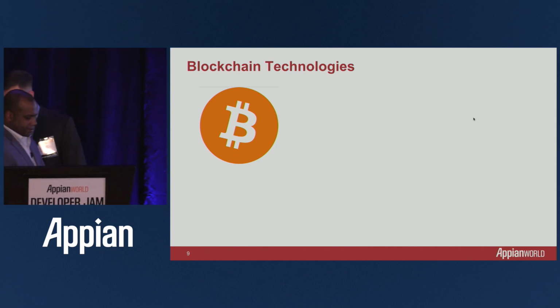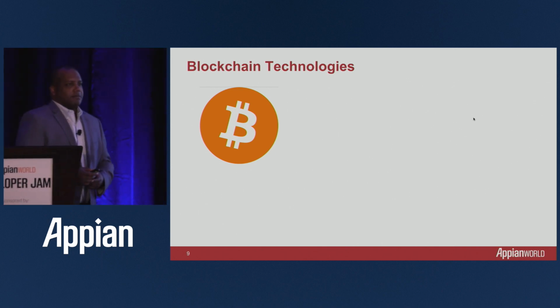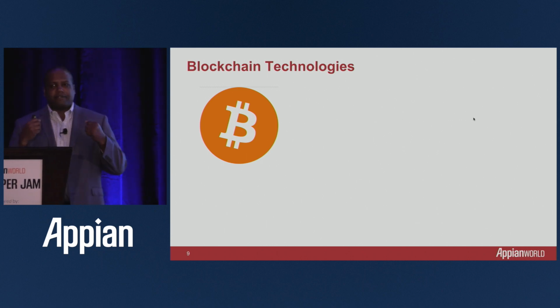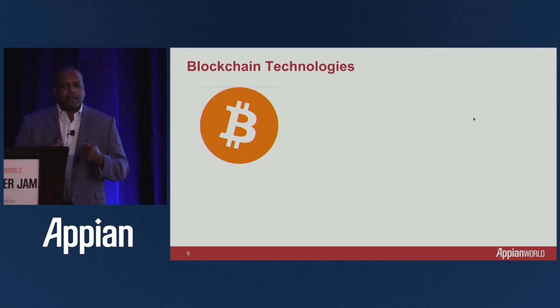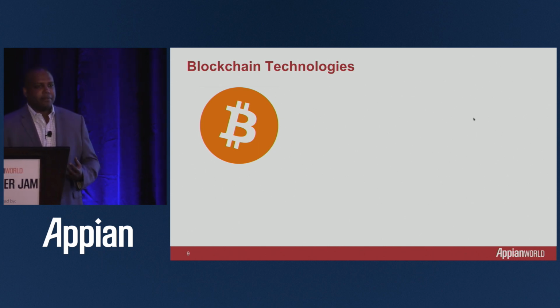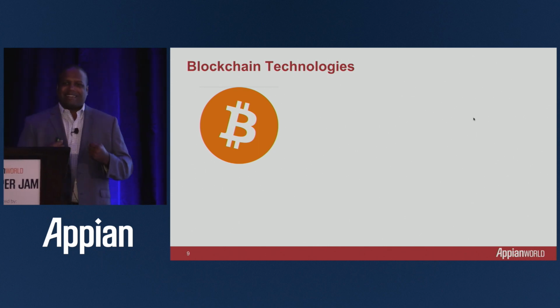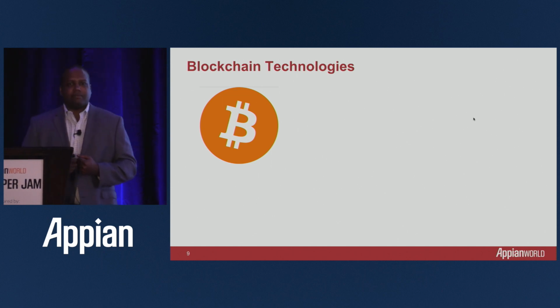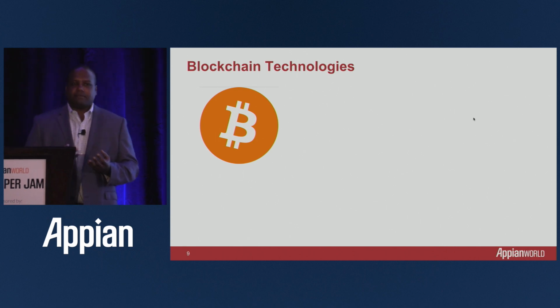Thank you, Austin. So, the requirements for blockchain. You need to have at least two parties. They need to have the need to interact with each other, and they need to not be able to trust each other in order to perform that interaction. That's the perfect storm for blockchain.